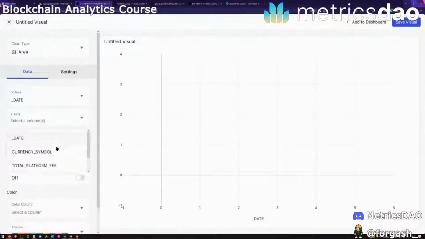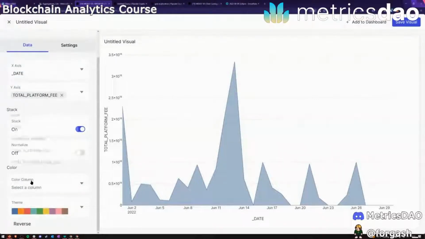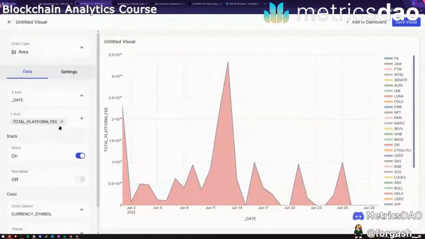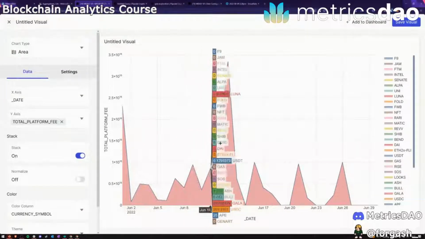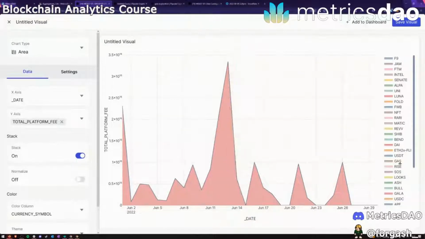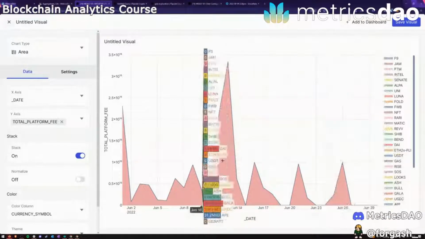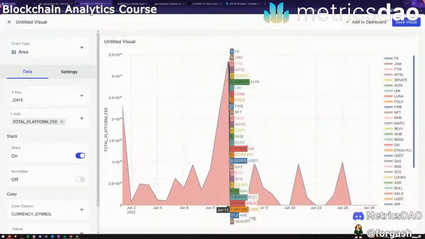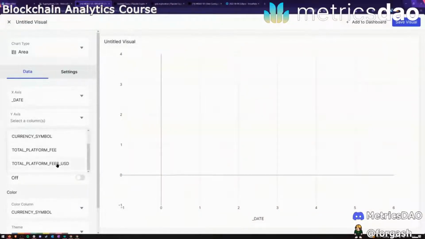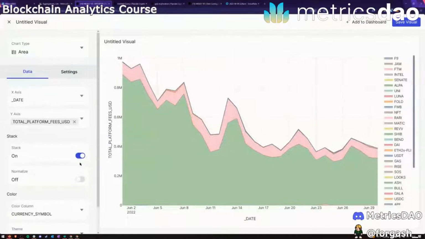So we'll put date on the X. Let's go with fees. And then we want to slice it by the currency symbol. So right now we're using platform fees in native token, which isn't very helpful because I don't know what that is. There are so many tokens that I can't even see what each individual one is. And 3.5 times 10 to the 16th is a massive number. It doesn't really tell me too much. So when we're comparing like this, let's use amounts, right?